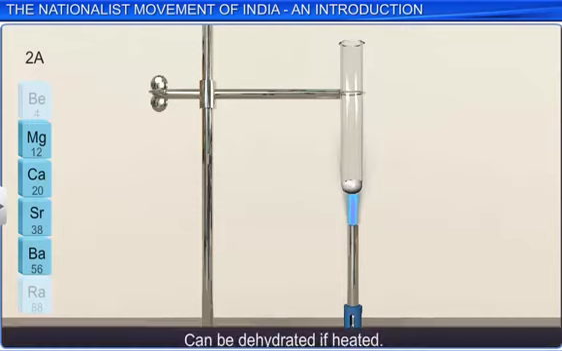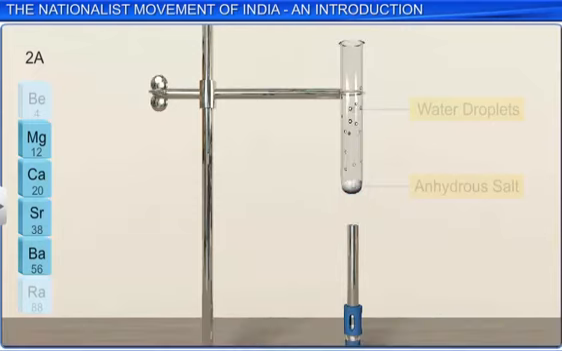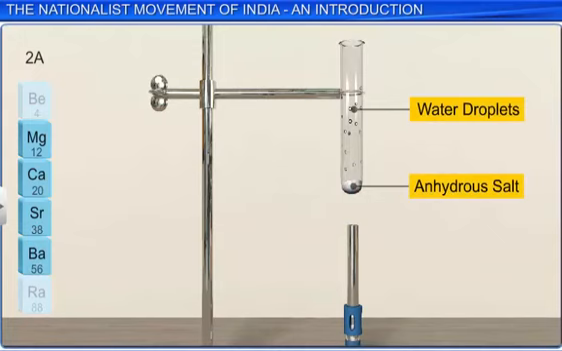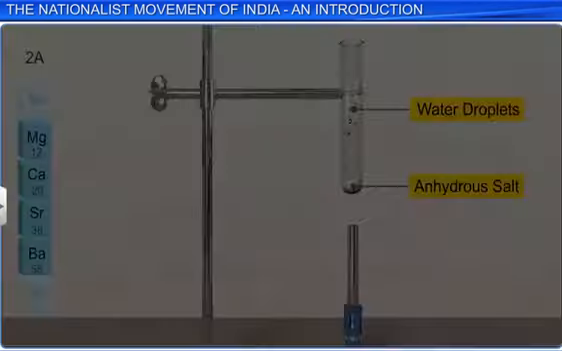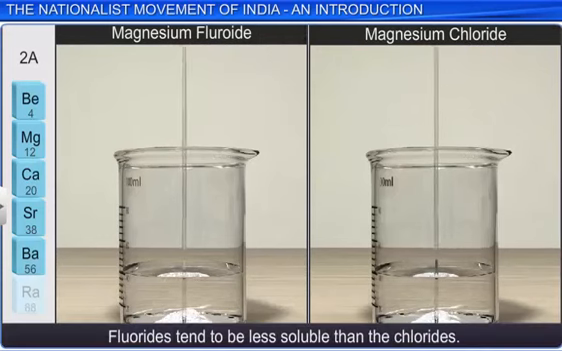leaving anhydrous salts. It should be noted that beryllium and magnesium salts will undergo hydrolysis upon heating, though, in general, the fluorides tend to be less soluble than the chlorides because of the higher lattice energies associated with the fluoride salts.